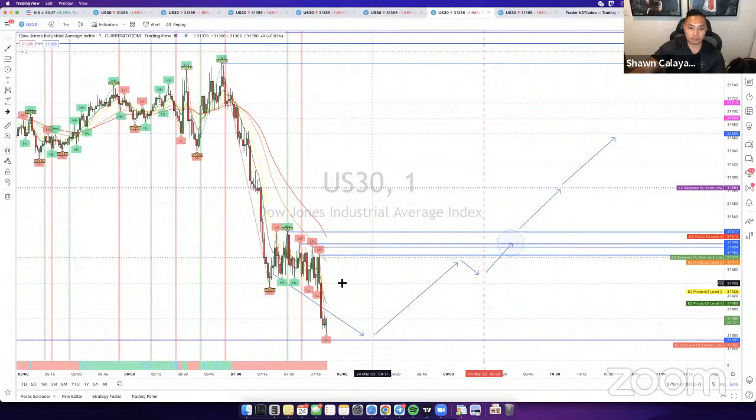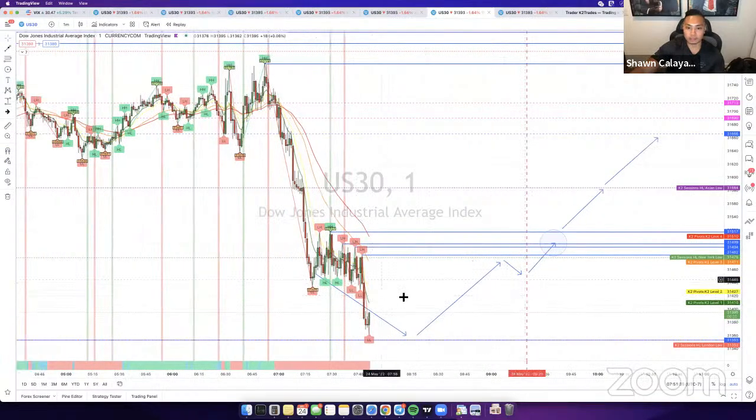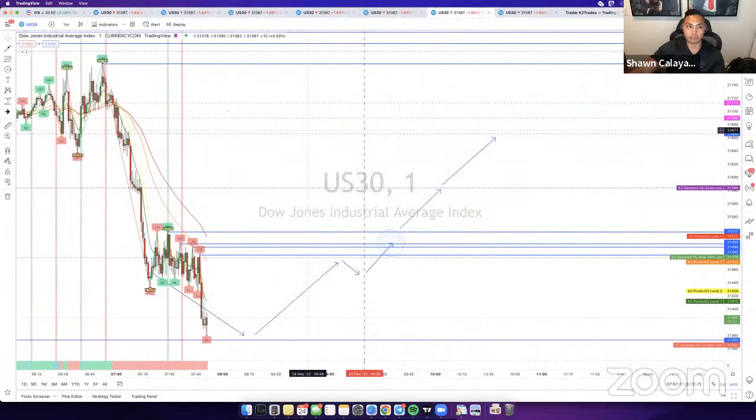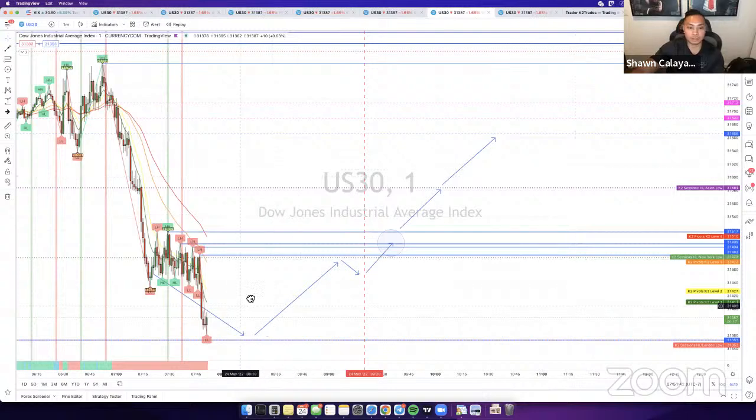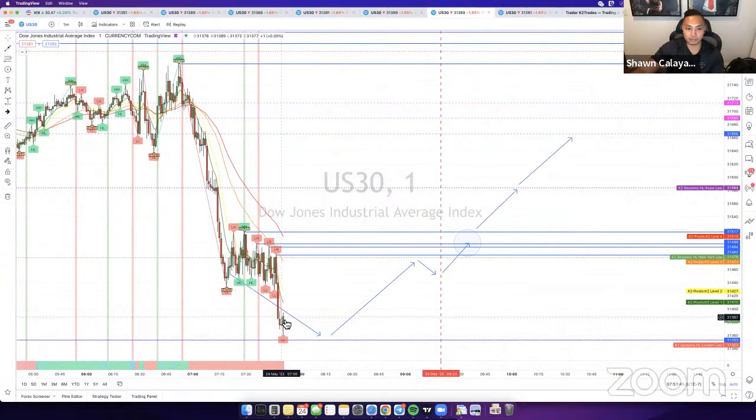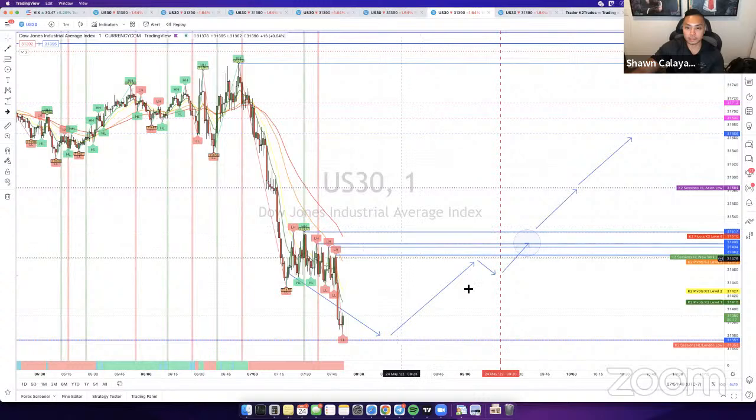So I know we have a sell bias, but because Powell's speaking, I think price will probably swing back up and then maybe make its way right back down. But who knows? I mean, this is just speculation, right? There's no guarantee this is going to happen. But just from the patterns that I can see on the chart right now, this is kind of what I see playing out later today.